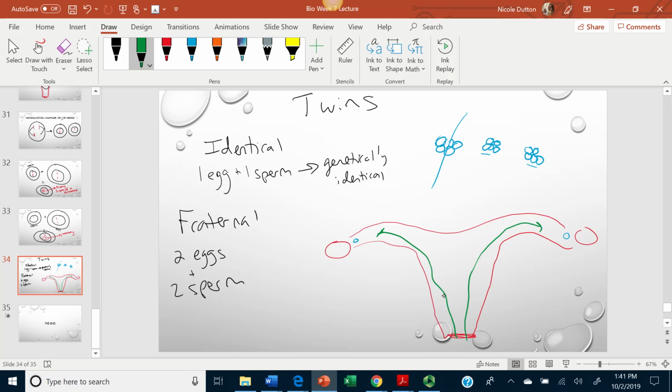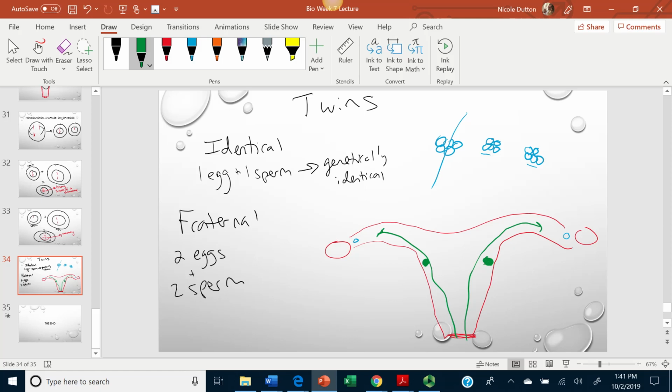So sperm swims up, fertilizes this one, sperm swims up, fertilizes this one. These 2 individuals both implant into the uterus, and they are no more closely related than brother and sister or brother, brother, sister, sister. So they are not identical. They look like relatives, but they are not identical individuals.